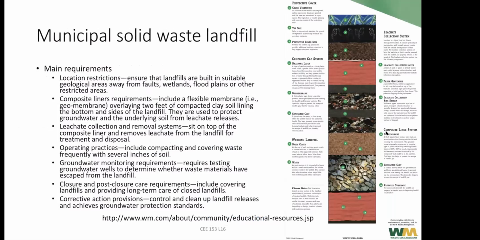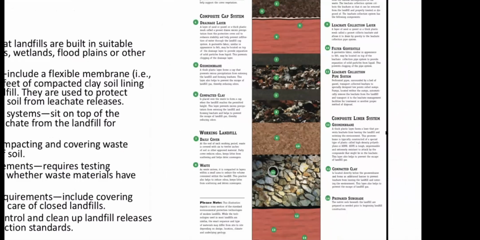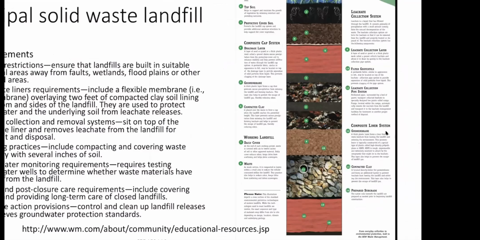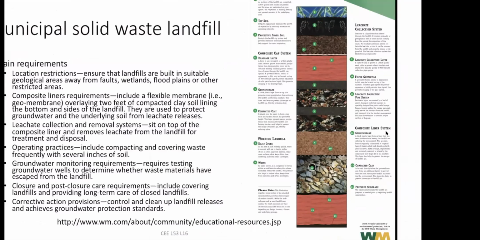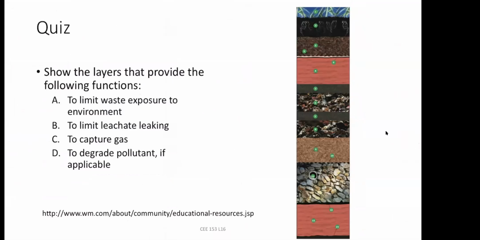So I already explained the system, the location requirements, and what the composite liner is. If you go close to here, it shows exactly what the other things are. Now that I've told you all those different concepts, let's see if you can identify them. This is not a quiz, you don't have to choose A, B, C, D. Let's look for the layers that do that.